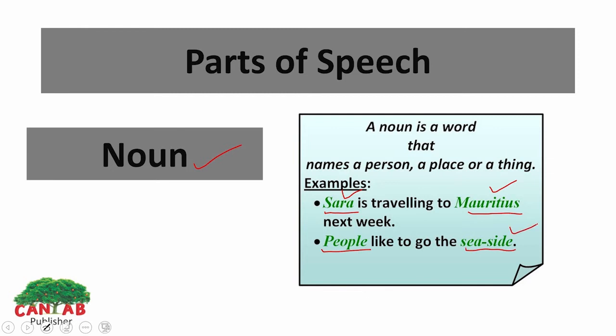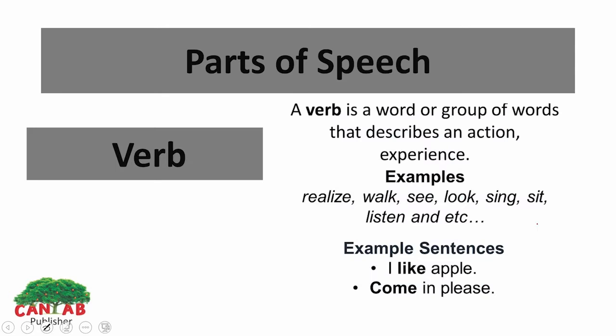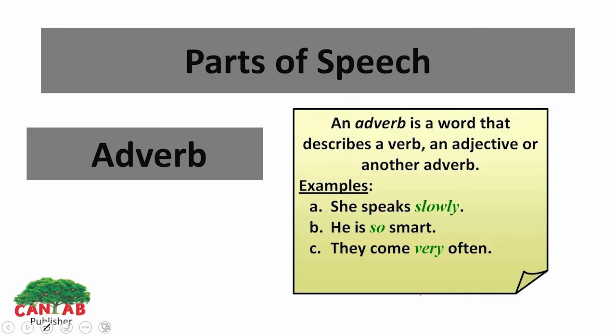Now, we will discuss verb. What is a verb? A verb is a word or group of words that describes an action, experience. Look at the examples. Realize, walk, see, look, sing, sit, listen. Look at the sentences. I like apple. Like is verb here. Come in please. Come is a verb.